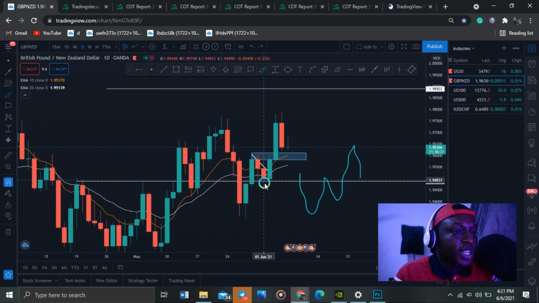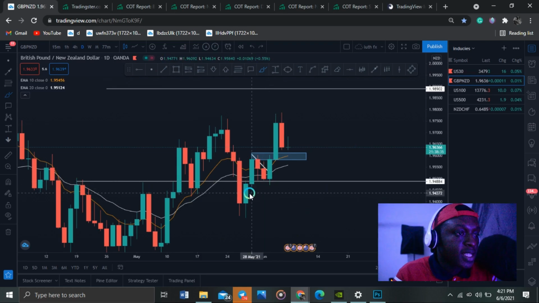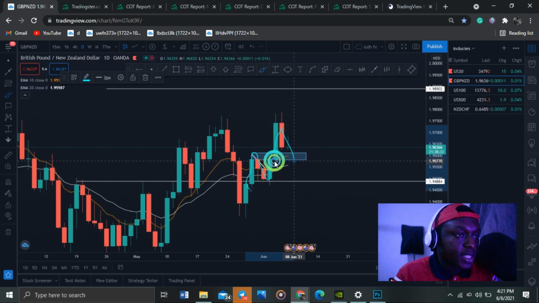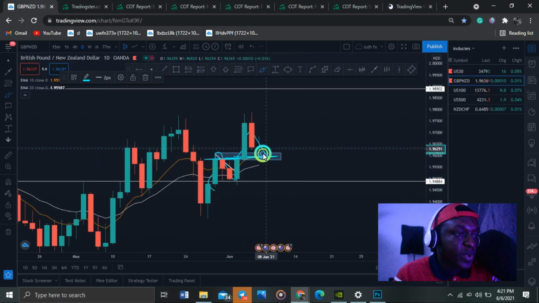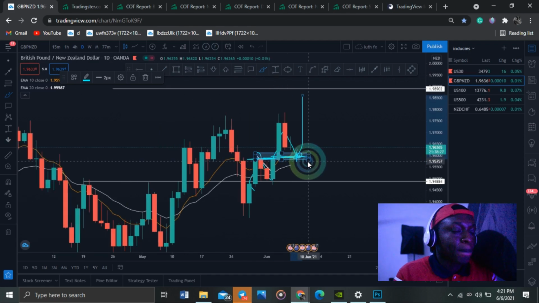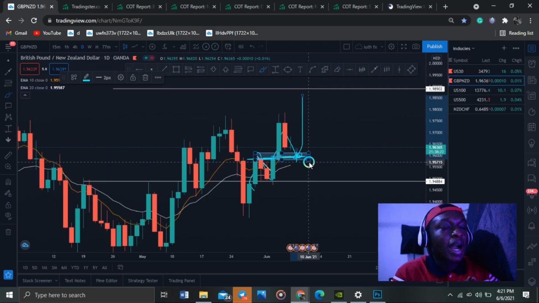Okay, and apart from the inverse W formation, you can also see a nice break and retest. On a daily time frame, you can see a nice break and retest, and from here you can expect price to reject all the way to the upside. So our monthly, our weekly, our daily time frame are all in alignment.